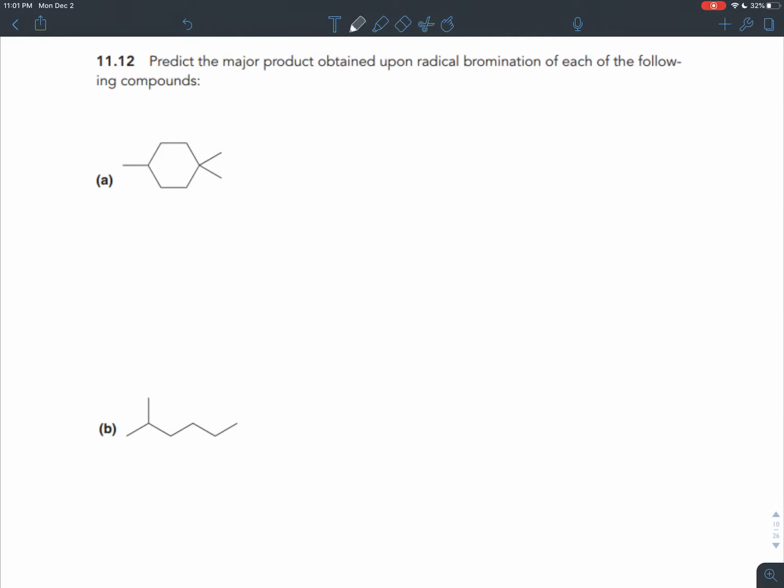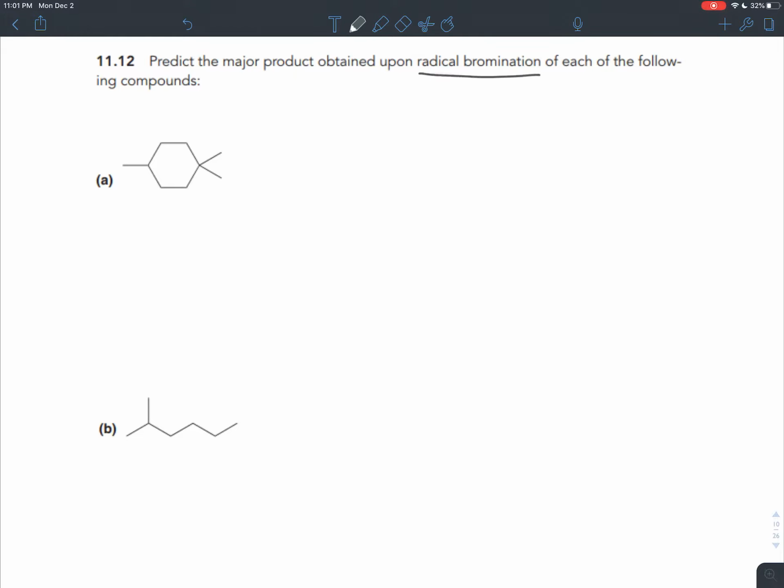Exercise 11.12 is asking you to think about these radical halogenation reactions, like we were drawing the mechanisms for in the previous video, but to think of them from the perspective of synthesis rather than mechanisms. So hopscotching straight from the beginning to the end, how can you quickly predict the end, so as a chef you know what type of dish you're going to make?